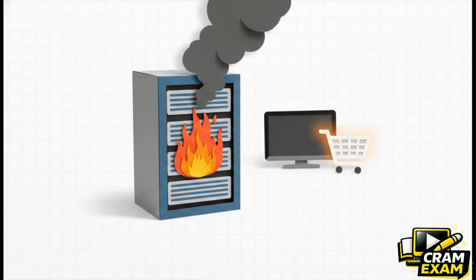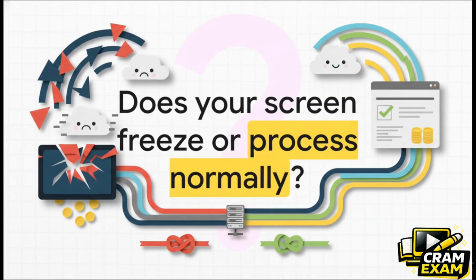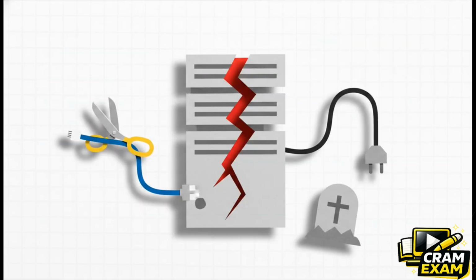I'm talking motherboards frying, cables melting. That machine is completely, 100% dead. So what happens next? Does your screen just suddenly freeze up? Do you actually lose your money? Or does the order just somehow go through completely normally? Think about that for a second, because the difference between those outcomes is exactly what we're looking at in today's explainer: fault tolerance.